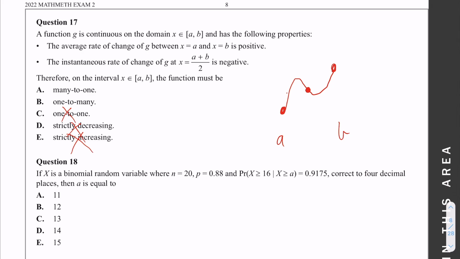Now, when we say many to 1, we mean many x to 1 y, and 1 to many is 1 x to many y. So the x always comes first. And if we just take a point here, a y value, there are many x values that give that same y value. So many x to 1 y.